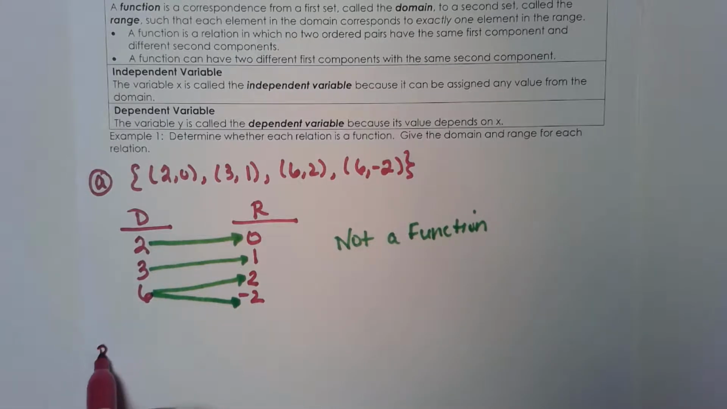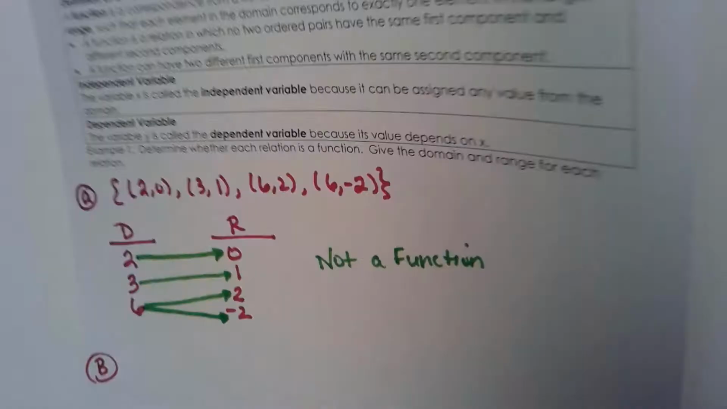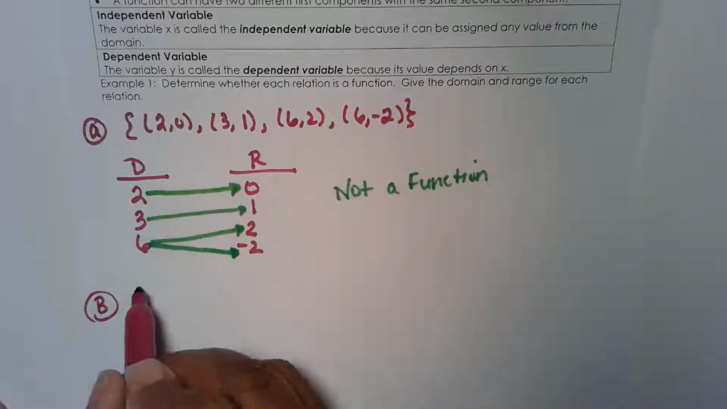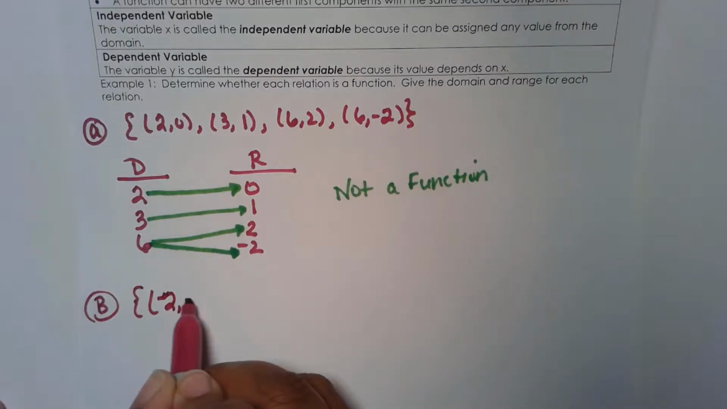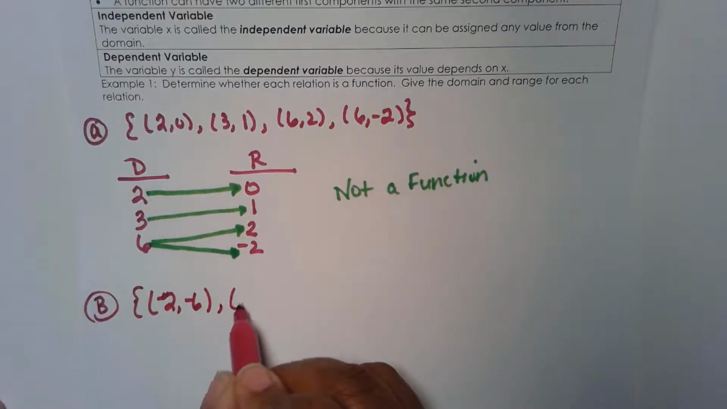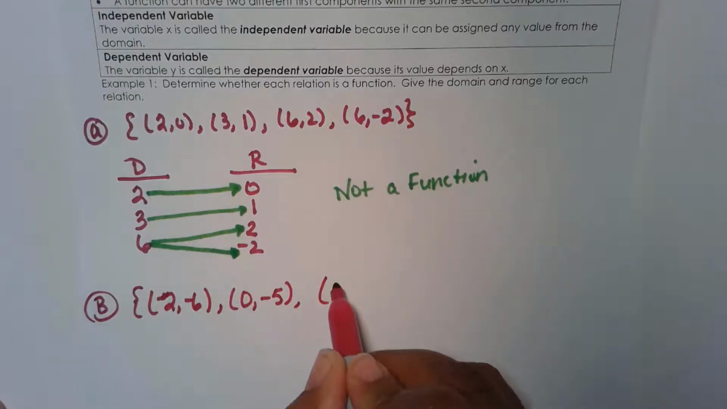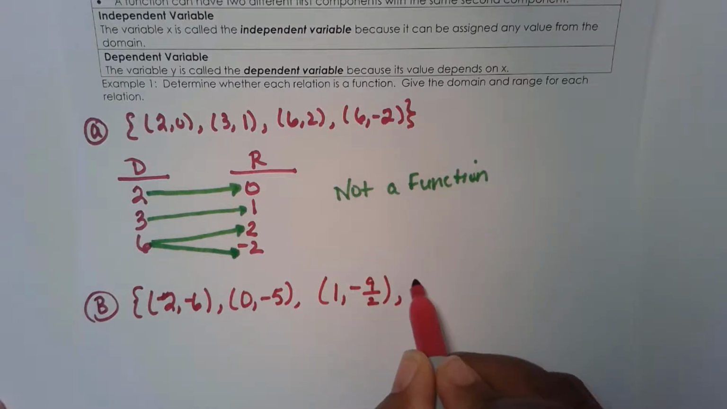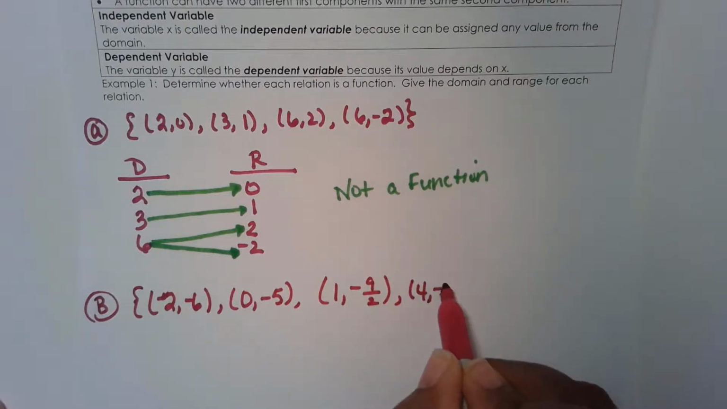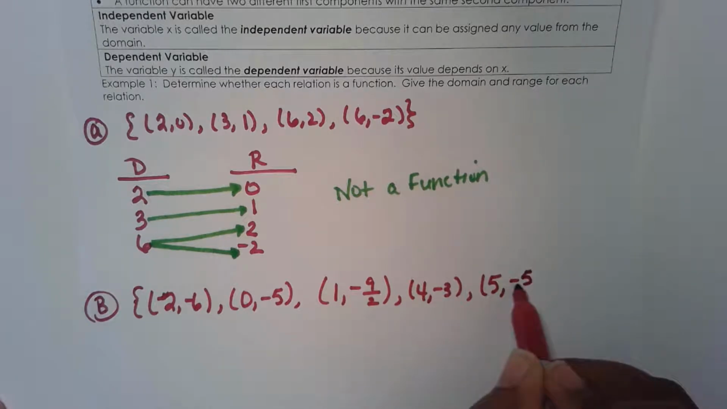Let's do another one. Here's our relation: (-2, -6), (0, -5), (1, -9/2), (4, -3), and (5, -5/2).